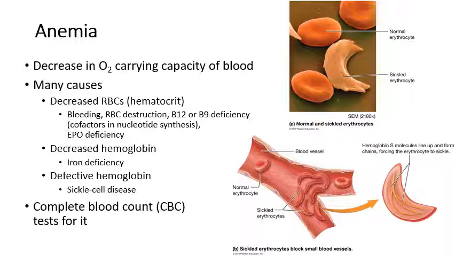So we use a test called the complete blood count, or the CBC, to assess anemia and the potential causes for anemia. Also, it's used to assess just different problems with the blood. The complete blood count is literally just counting all the different cells that are in a sample of your blood and how much of them are there. So you can detect if you don't have enough red blood cells, or if you have not enough of a different type of cell or too much of a different type of cell.